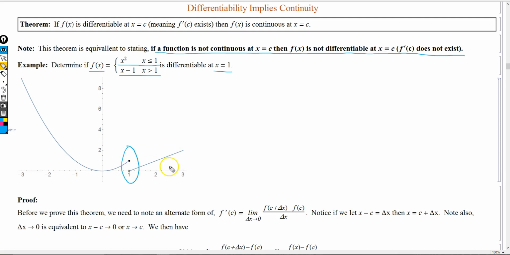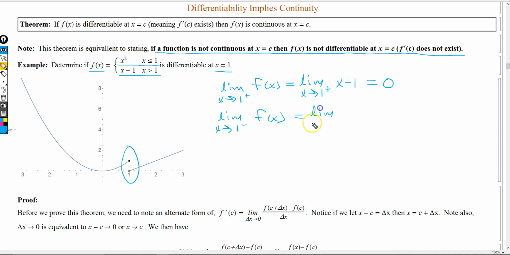And just to verify that your function really does have a discontinuity there, notice if you looked at the left and right hand limits, and the limit from the left, you see your left and right hand limits do not equal each other, so the full limit cannot exist. So therefore your function is not continuous at x equaling 1. And if it's not continuous, it cannot be differentiable by this statement up here.